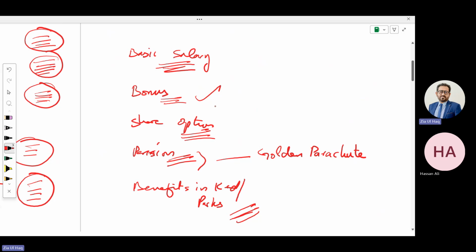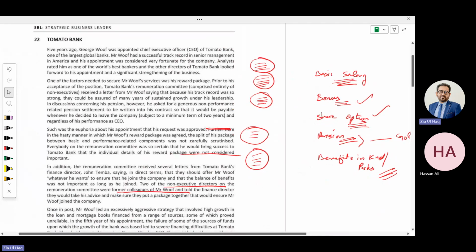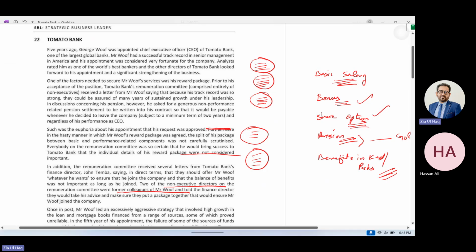These three we need to link with the scenario: bonus, share option, and pension. 10 good marks. So after class, try to read the answer of this question and then attempt it. By reading, we'll get some points, we'll get some idea how to answer it, how to link every heading with the scenario. So let's move forward.